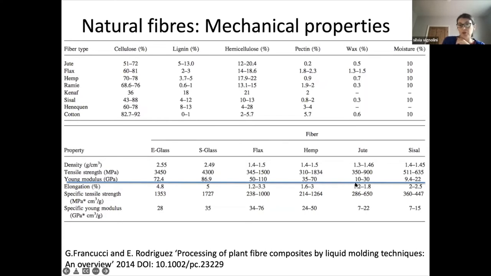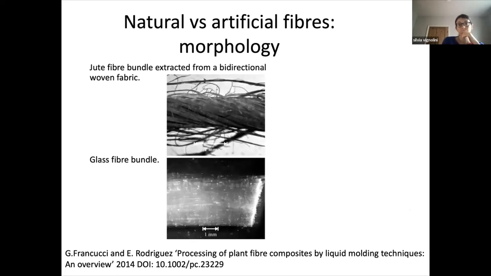But when you look in terms of mechanical properties, so for example the Young modulus of these fibers, like flax, hemp, jute, they are not that far from glass fiber that I use for construction now. So these are materials that in terms of performance are extremely good, despite the fact that they are made mainly out of sugars. And in terms of morphology, this characteristic is also imparted by the fact that you have a certain amount of entanglement between the natural fibers that you don't see when you have artificial ones, yes.